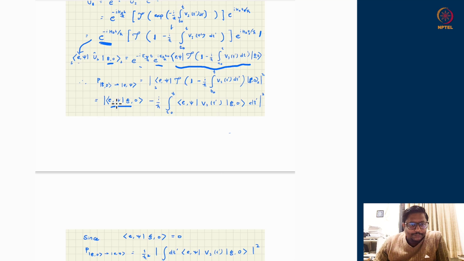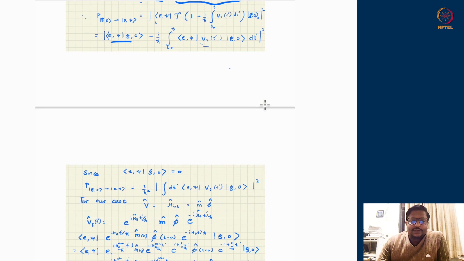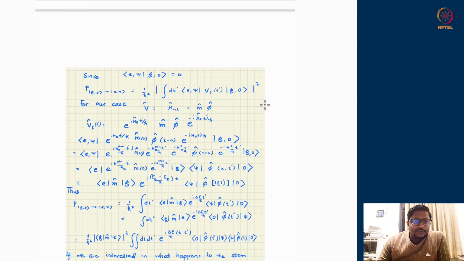One is the overlap between E psi and G0, and then the second is the term with iota over h bar times this integral, where the interaction Hamiltonian, or interaction perturbation term, in the interaction picture is squeezed between the two states of interest, and the mod square of the whole term. Now, since E psi and G0 are eigenstates of H naught, the total free Hamiltonian of atom and field put together, they are orthogonal to each other. So their overlap is essentially 0.